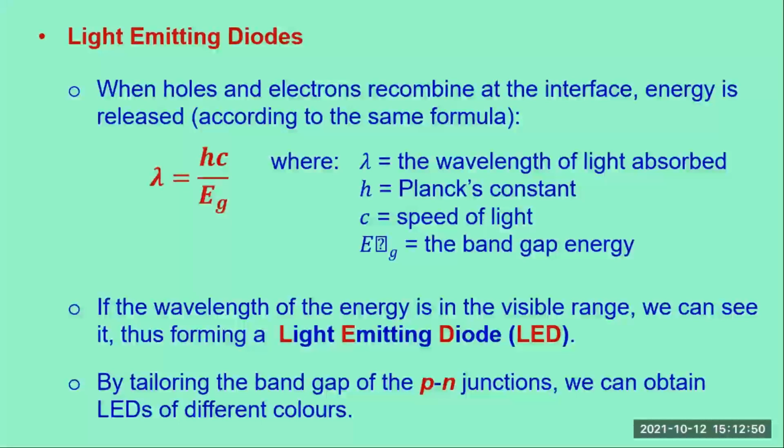So we can tailor the band gap and obtain LEDs of different colors. In this case, we are simply playing around with the band gap and the type of doping, and we can therefore obtain LEDs of different colors.